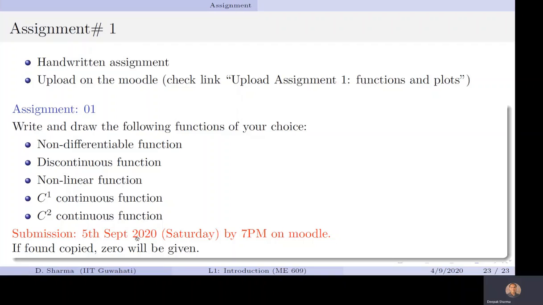The submission for the assignment is tomorrow, that is 5th September by 7 p.m. on Moodle. So please don't send me an email. You have to upload on the Moodle. If I find you have copied, I will give 0 to you.